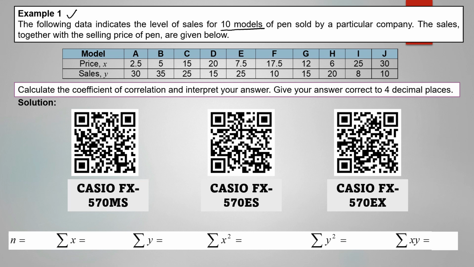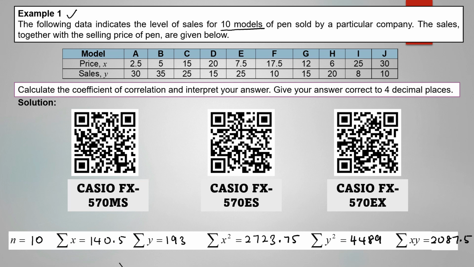Let's list out all the summations that you get from your calculator. Your n would be equal to 10 because of the 10 models of pen. The summation of x is 140.5. The summation of y is 193, and the summation of x squared would be 2723.75. The summation of y squared is 4489, and then the summation of xy would be 2087.5.